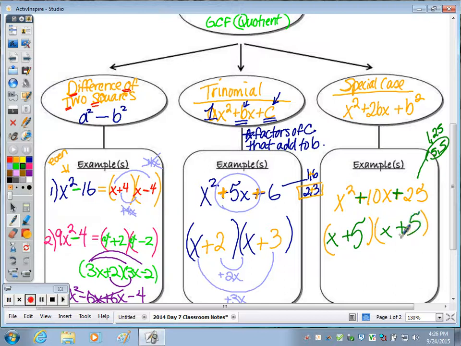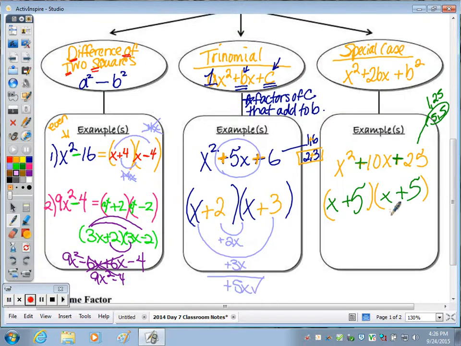5, 5. Now, if you look at the 5s and then look back at the original expression, here's the double of the same number, and then last is that number squared. So the middle term is double the 5s, and then the last one is the 5 squared, the product. So still sum and product, but what's special is that these two binomials are exactly the same. So another way to write this answer is x plus 5 squared.